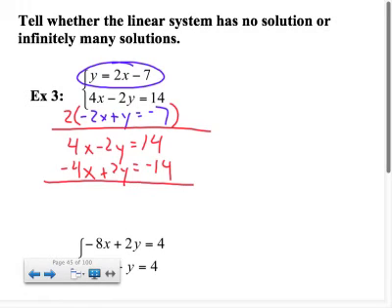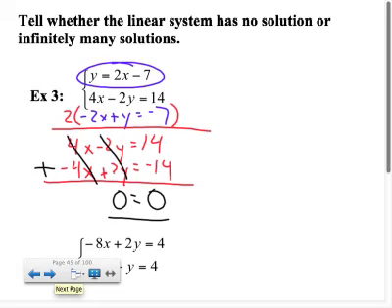I've got to get my variables to cancel. I'm going to cancel my x's. So I'm going to go ahead and add these two equations. 4x plus negative 4x is 0. Negative 2y plus 2y is 0. So you get 0 equals 14 plus negative 14, which is 0. True statement, so you'd say infinite solutions.